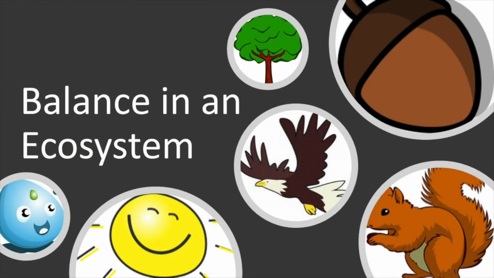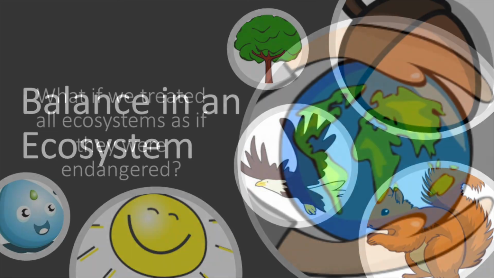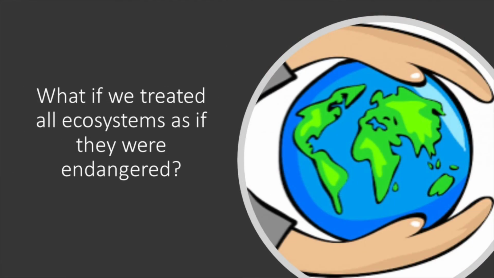There must always be a balance between each of these components of the ecosystem to keep our planet healthy, happy, and sustainable. Do your part and remember this thought. What if we treat all ecosystems as if they were in danger?